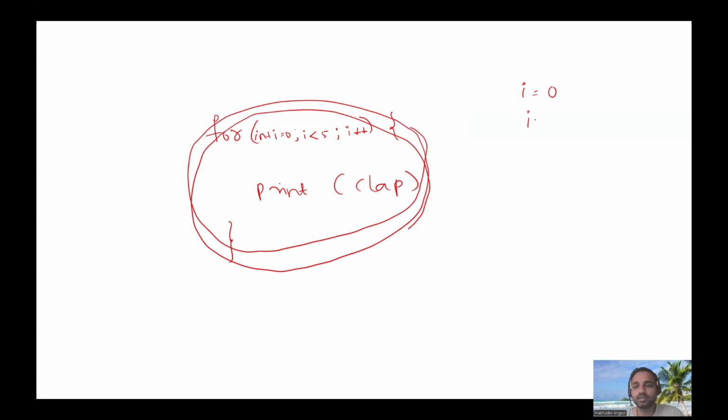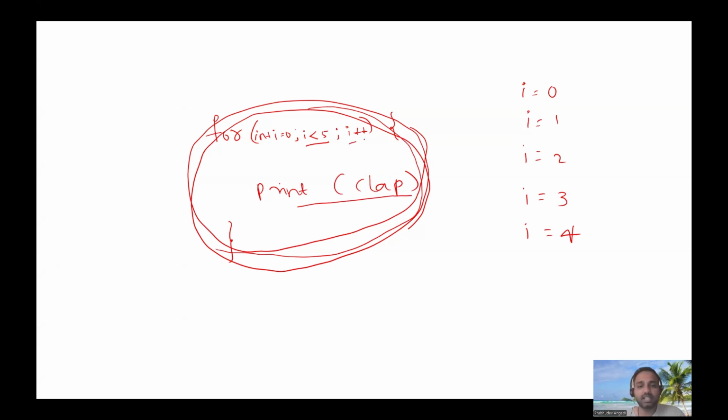For example, i equal to 0, i equal to 1, i equal to 2, i equal to 3, i equal to 4, because 4 is also less than 5. So until i is less than 5, my loop will keep on executing again and again, and my clap will be printed again and again.